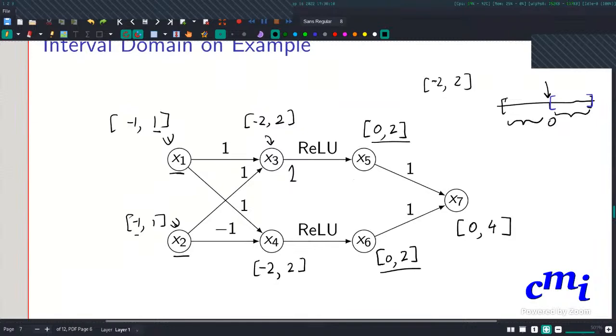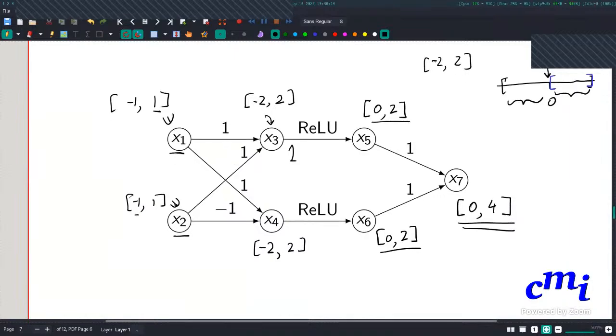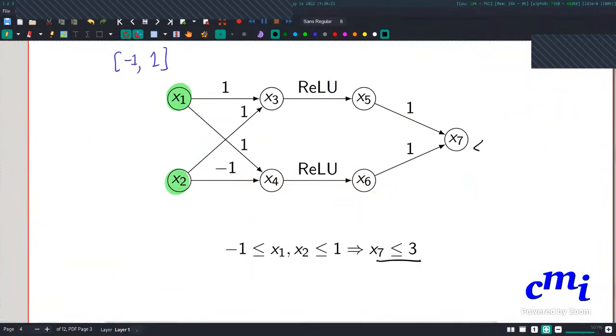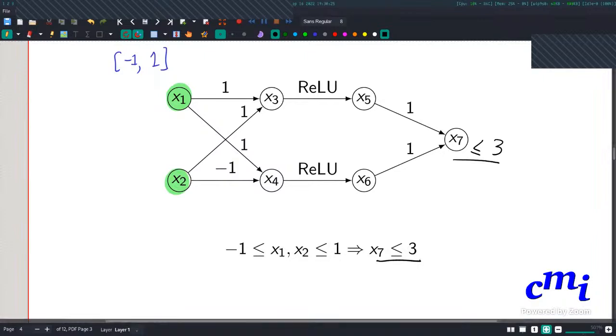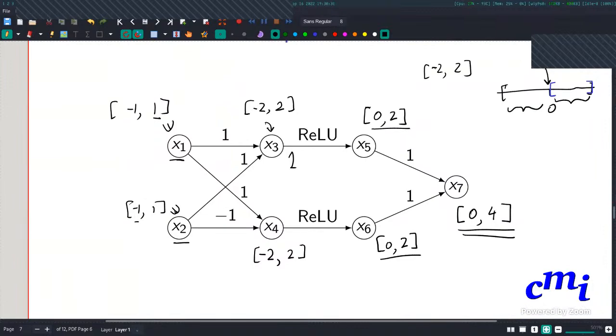But this is the interval that you get, and it's not a surprise that this interval is actually too large to prove your property. The property was that x7 should be less than or equal to 3. This should be less than or equal to 3. And this holds. We'll show this next time. But it turns out interval propagation is not sufficient. So anyway, I'll go over this next time. I think this is a good introduction.